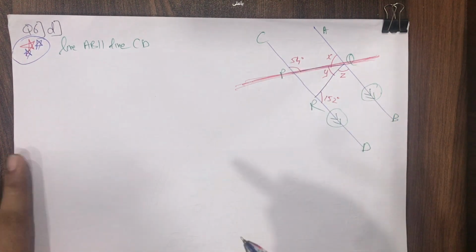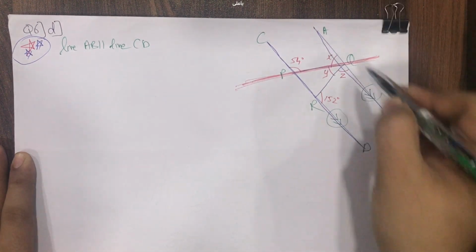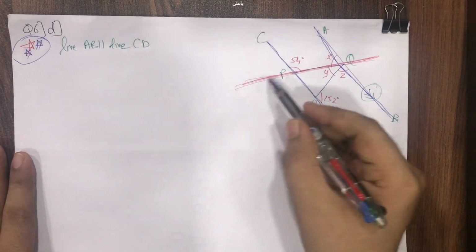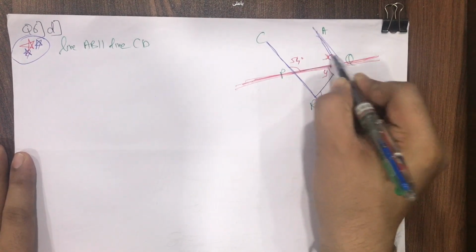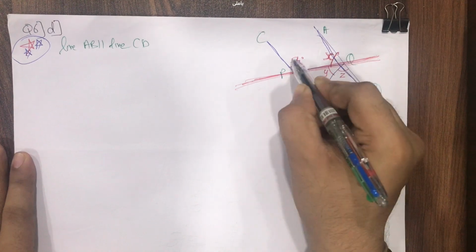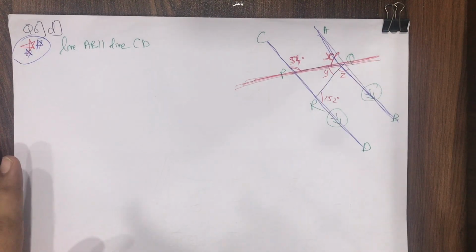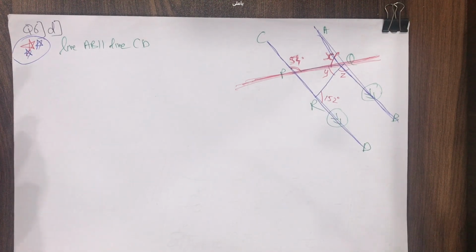I repeat again, please. These two lines are parallel to each other, it's given to us, and PQ is a transversal. So here this 54 and here this X are the interior angles. So the sum of interior angles is equal to 180 degrees. Can I apply it? Yes, definitely I can apply it.